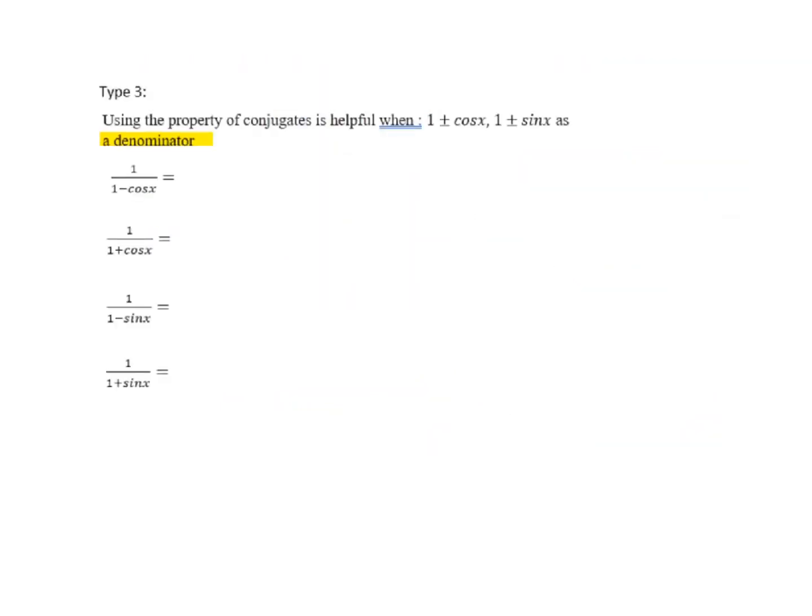When you verify trig identities, conjugate multiply is very, very useful. In what situation do we need that? Only in this situation, when you have 1 plus or minus cosine x or 1 plus or minus sine x as the denominator.